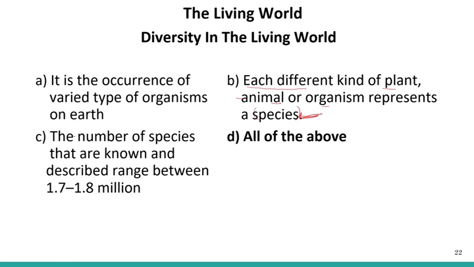And then option C is the number of species. This fact is also correct. According to a survey, the number of species known and described is between 1.7 to 1.8 million. So all of the above should be the correct answer. All the points are related to biodiversity.